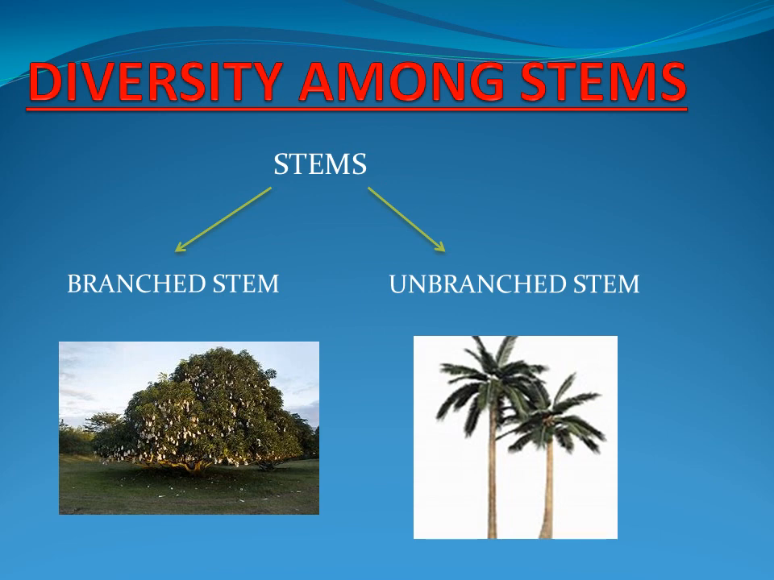Firstly, I will say about branched stems. In branched stems, the stem is coming up, and some branches are going away from the stem. So that is known as a branched stem. As I told you, those are the examples for a branched stem. Unbranched stems don't have branches. The stem is really going up, and we can see the leaves of the plant, like in coconut.